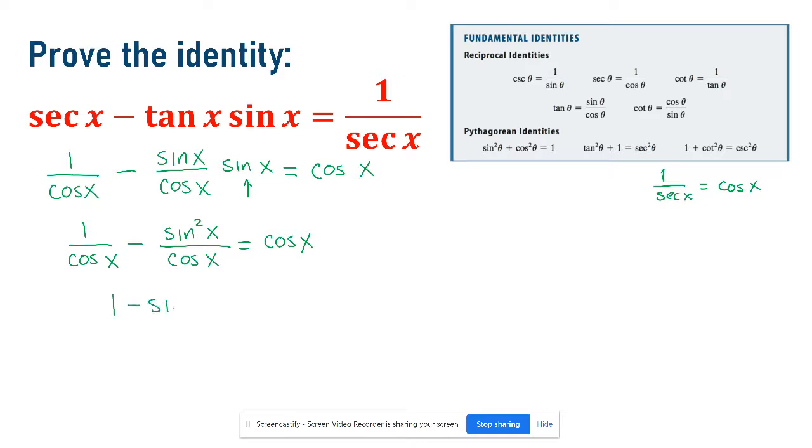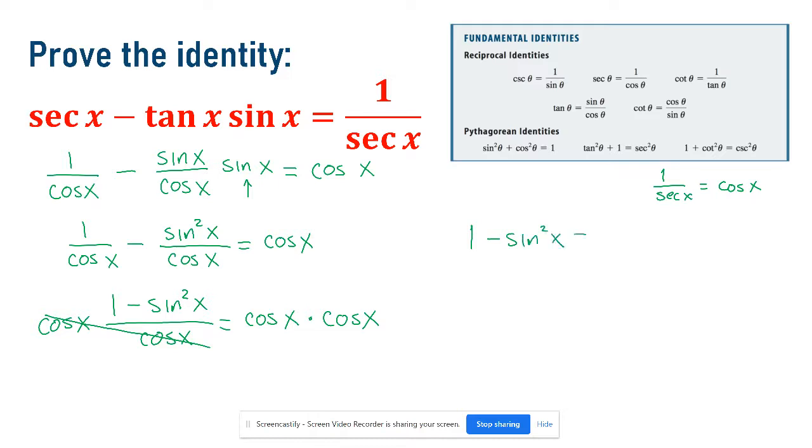1 minus sine squared of x over cosine of x equals cosine of x. So now what I usually like to do when I have a fraction like this is get rid of the denominator by multiplying it by both sides. So I'm going to multiply cosine of x here and cosine of x here. And what's going to happen is these are going to cancel out, and I'm going to have 1 minus sine squared of x equals, and I have cosine times cosine, that's going to be cosine squared.